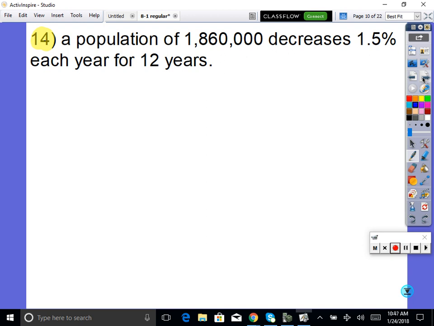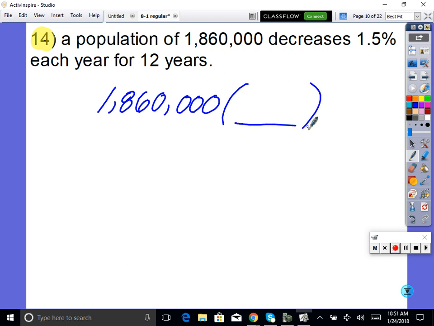Okay, you guys, let's see if you can do 14 without my help. Careful, people mess up on the rate when they're doing decreasing. Where people mess up is the decay factor. What is the decay factor? Which is?